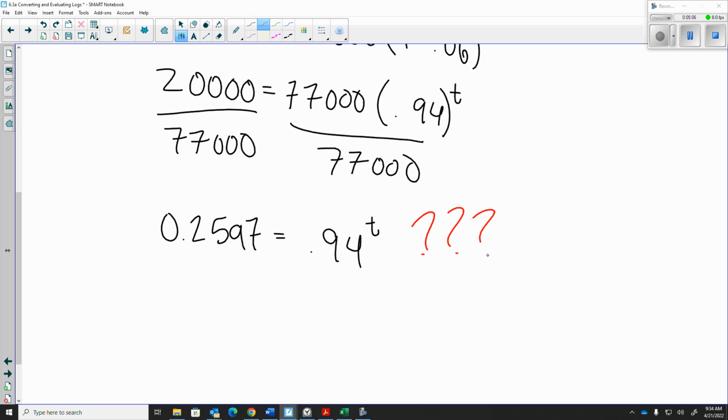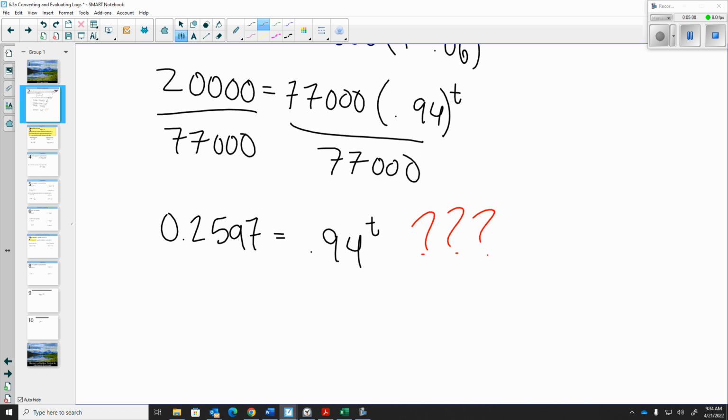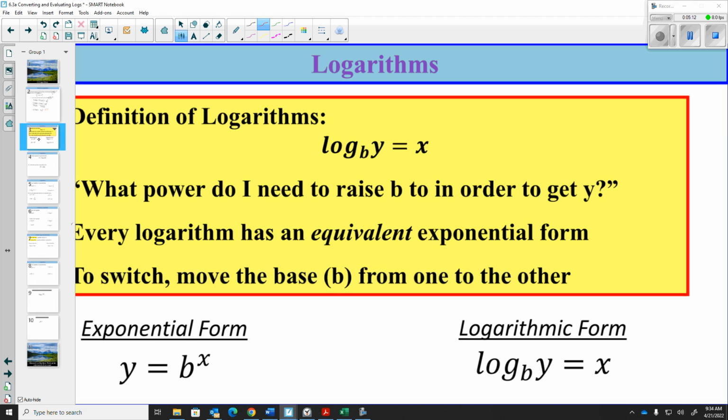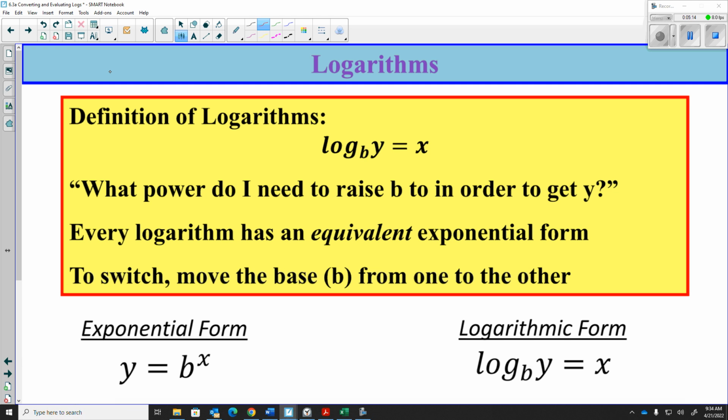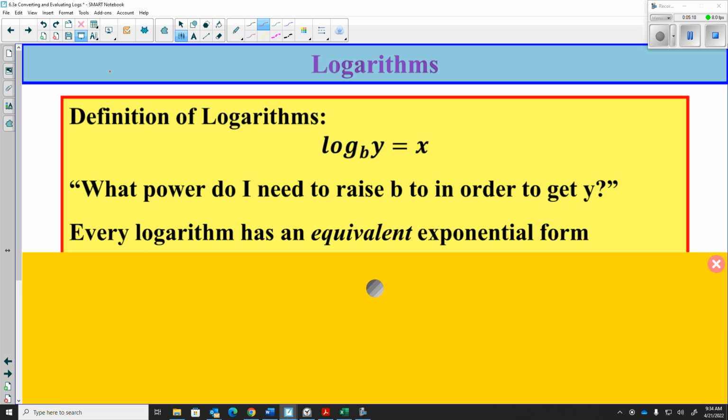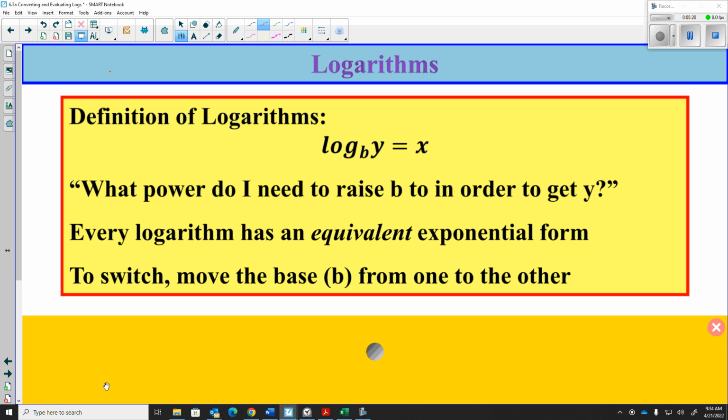Let me tell you what a logarithm is. There's going to be a lot of stuff on this slide. You don't need to write all of it down. It'll get posted if you need it. Logarithm. This is how we write it, okay? Here's how you say this. Log base b of y equals x, all right?